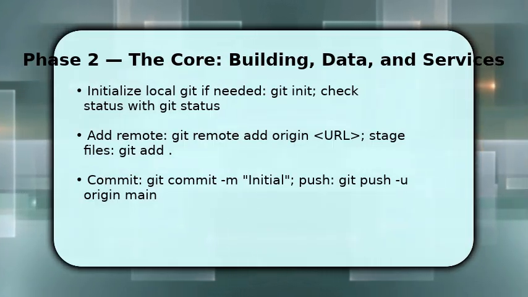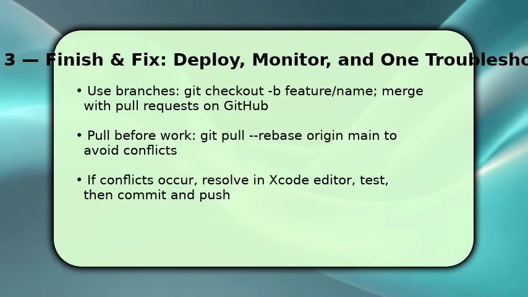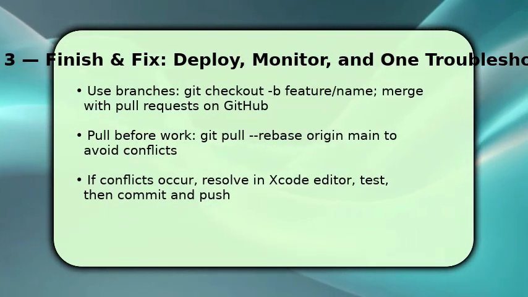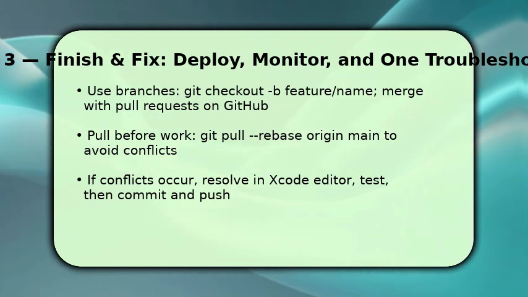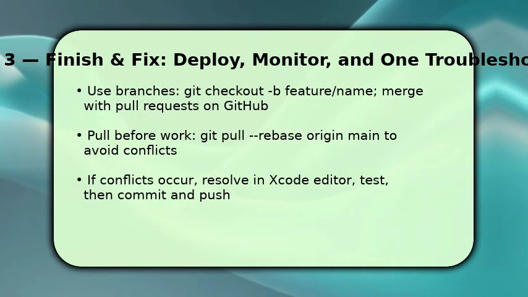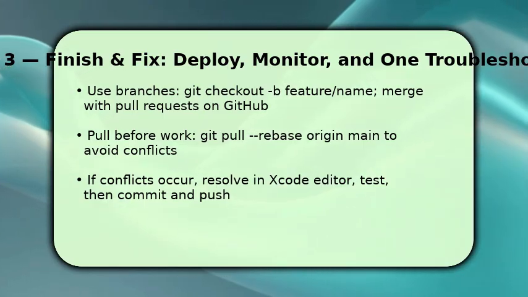You finish by adopting a simple workflow and knowing how to recover from issues. Use feature branches for new work, then open pull requests on GitHub to merge. This keeps main stable. Always pull or fetch before you code. Pulling with rebase reduces merge commits.